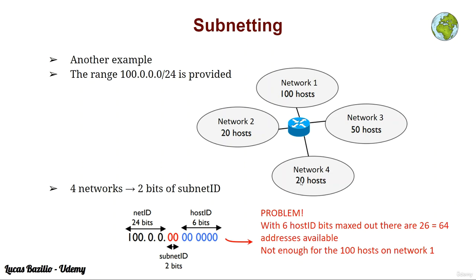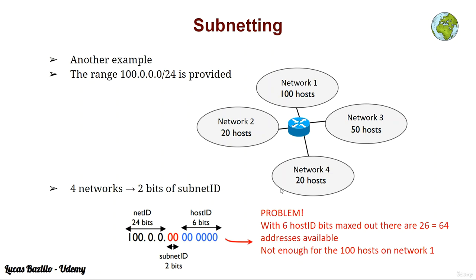So here, if we have 4 networks only, well, we already know the number of networks, so we'll need 2 bits of the subnet ID only, because 2 raised to 2 gives us 4, right? So initially, in principle, we could think that. So we can have here, with 2 bits of the subnet ID, 4 different networks, right?